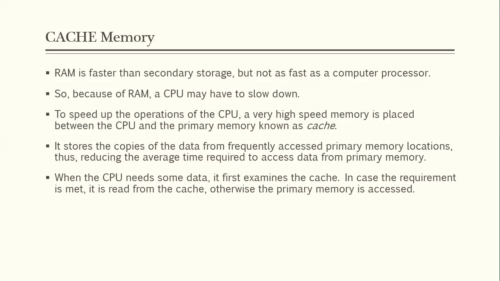When the CPU needs some data, it will first go and find it in the cache. In case the requirement is met, it will take it out from the cache. Otherwise, it will go to primary memory. So although RAM is faster than the secondary storage, it is still not as fast as a computer processor.